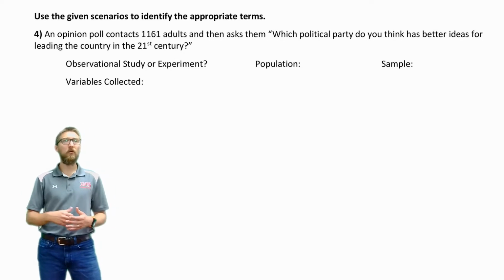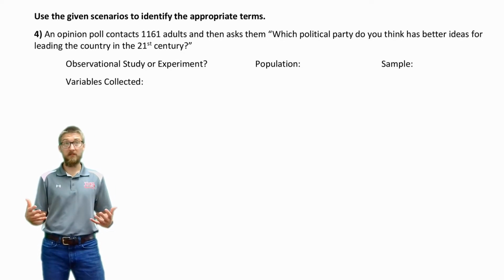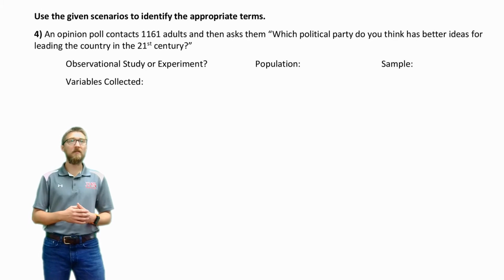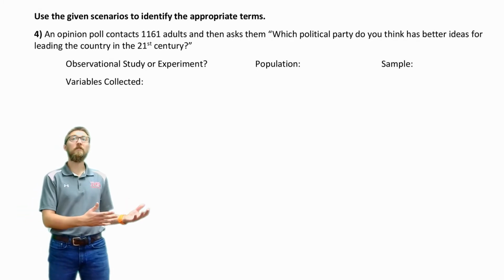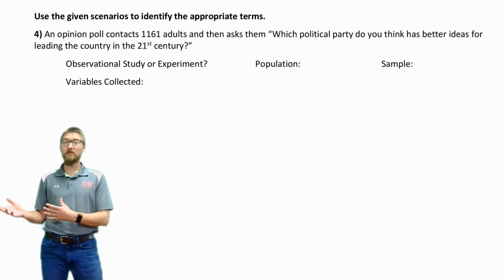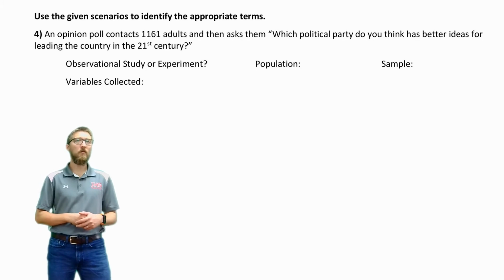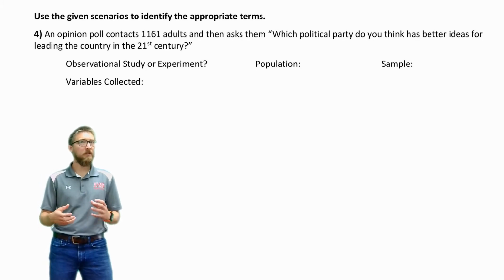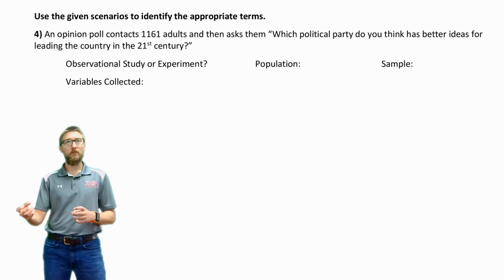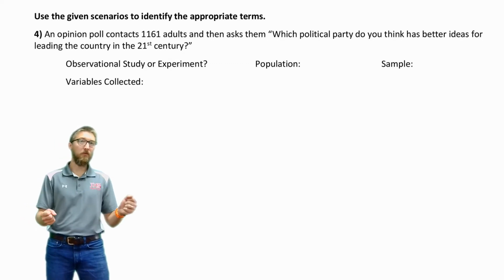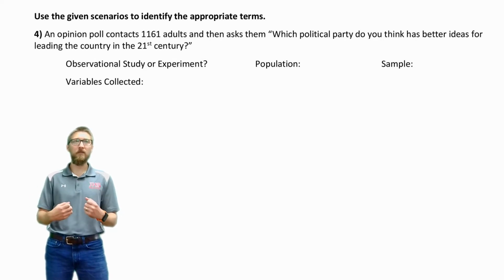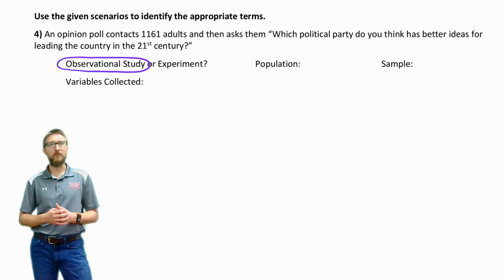Number 4 says an opinion poll contacts 1,161 people, adults, and asks them, which political party do you think has better ideas for leading our country into the 21st century? Is this an observational study or is it an experiment? If you're reading into this question a little bit deeper, they aren't manipulating people and giving some people a certain item and other people a different item. So there's no treatment involved. They aren't treating people differently. They're passively collecting information. So that's why this is an observational study.